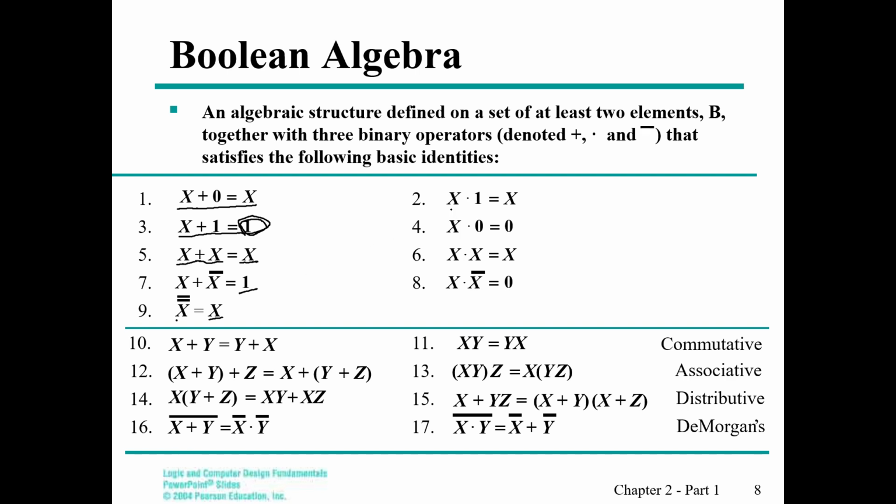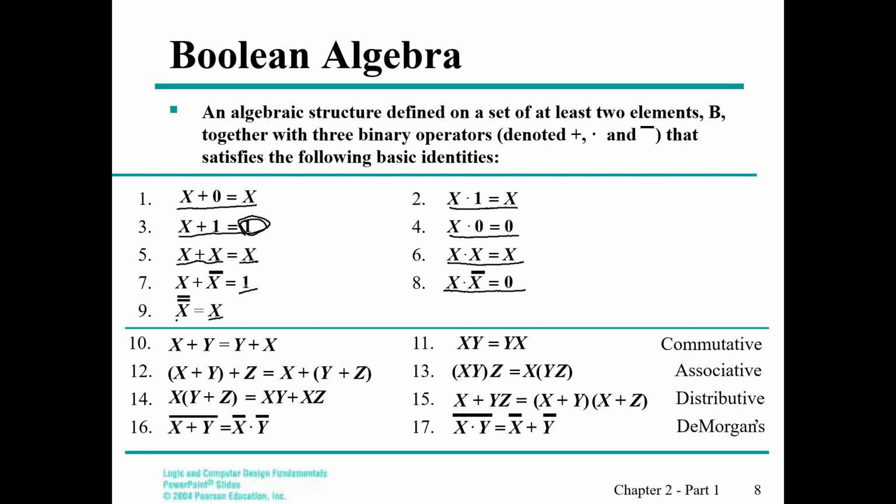Then for multiplication, if we are multiplying the x variable with 1, the result is x. If we are multiplying x with 0, the result is 0. If we are multiplying x two times, the result is the single variable. If we are multiplying x with its complement value, the result is 0.